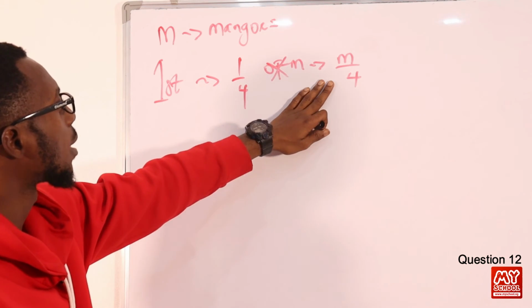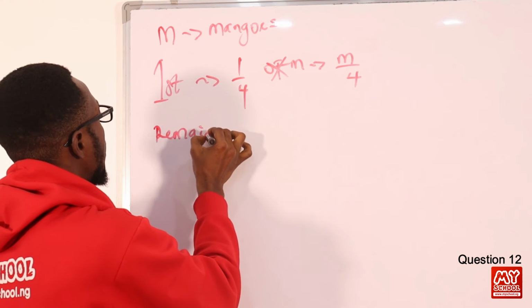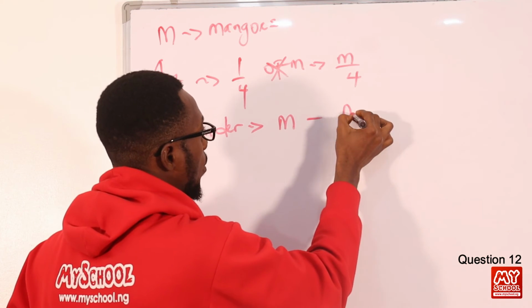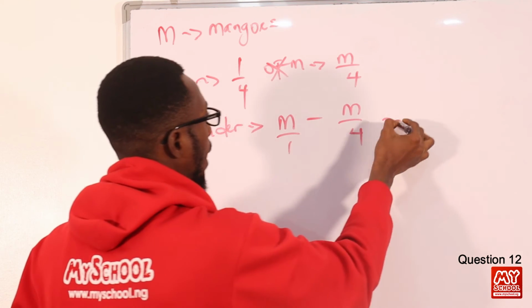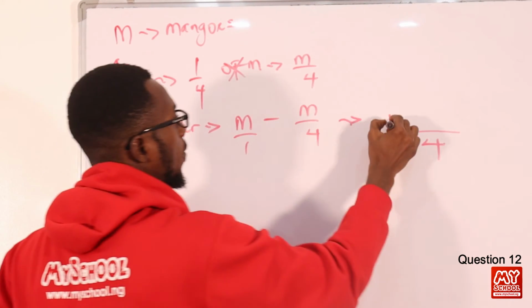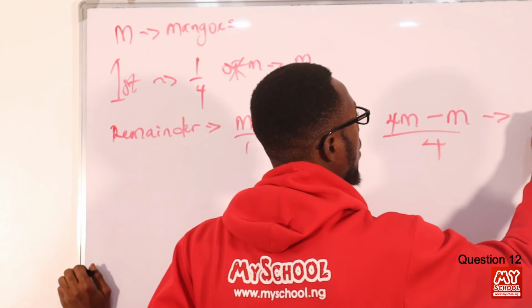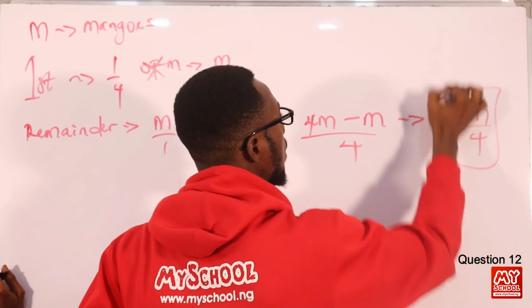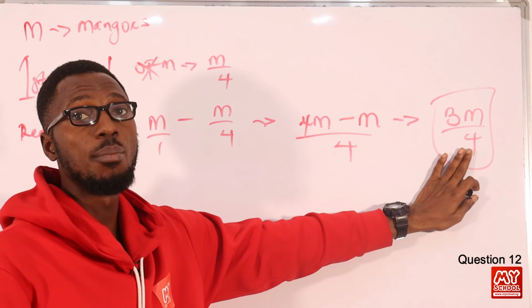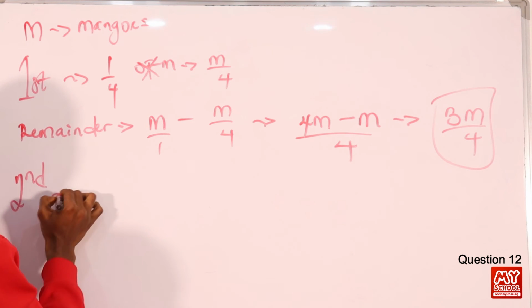So after the first child has taken 1 over 4, what is remaining? That should be the total number of mangoes minus the portion that the first child took. So I should have my LCM as 4, 4 times M, so I have 4M, minus 1 times M, I have M. So what is remaining is 3M over 4. So once the first child has taken his own share, what is left is 3M over 4 of the mangoes.